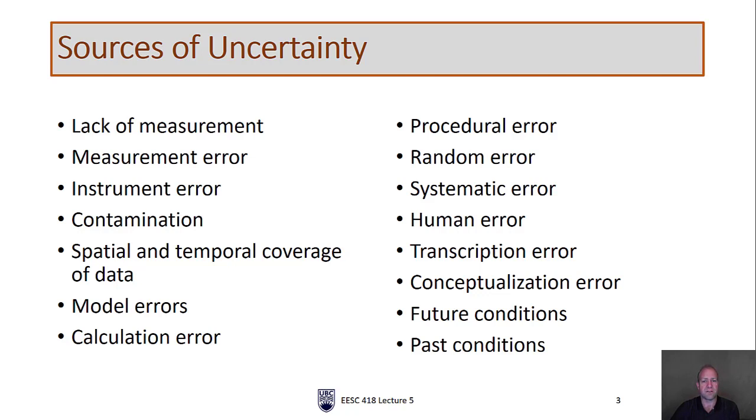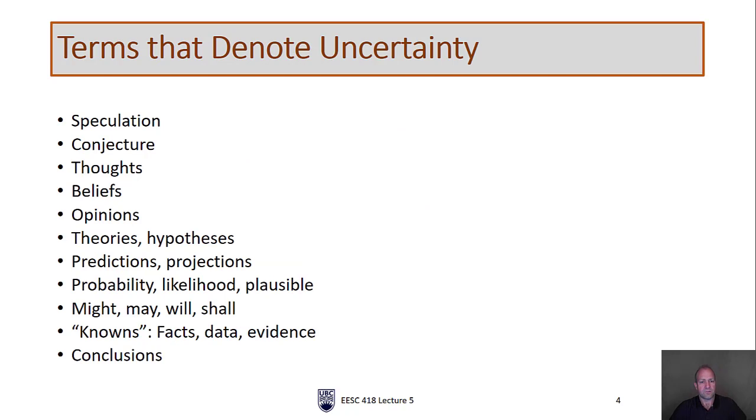So let's go through these one by one and talk about what are all the different uncertain types of statements we might make. There are a lot of different terms that we might use, and we might use these without thinking too carefully about what they mean. So the first is speculation. Speculation and conjecture are fairly similar. Thoughts, beliefs, and opinions. These have fairly common everyday language definitions. Some of them have scientific definitions. You can have a look at the rest of this list. We'll go through each of these terms one by one.